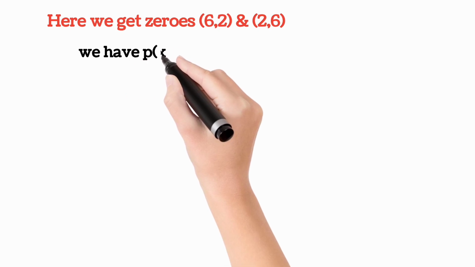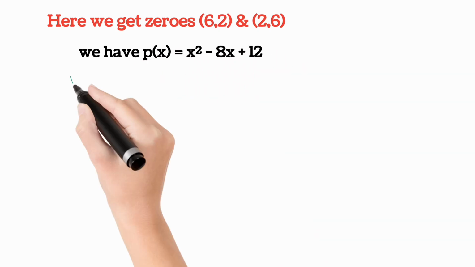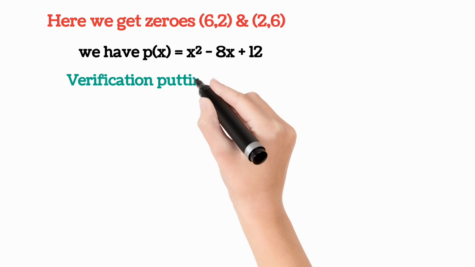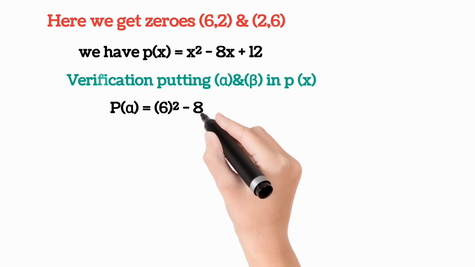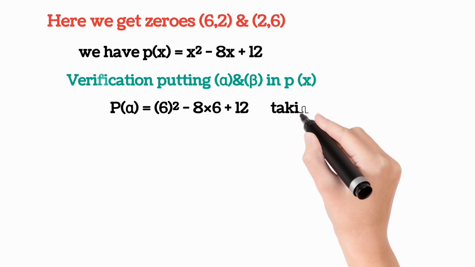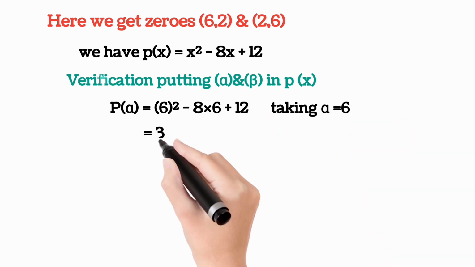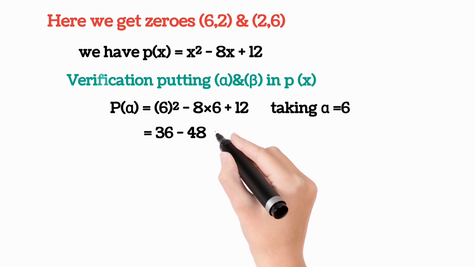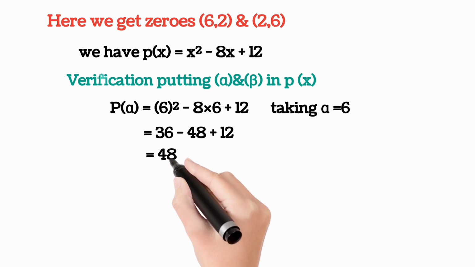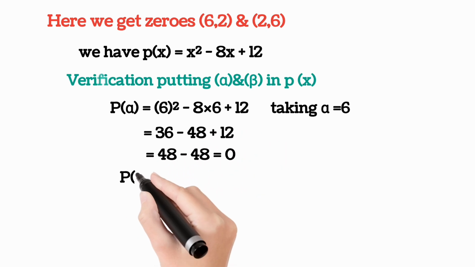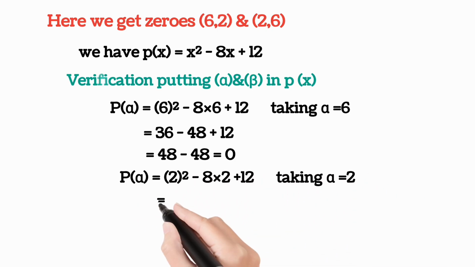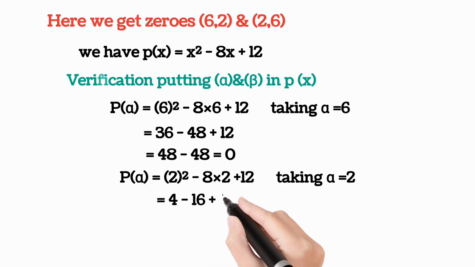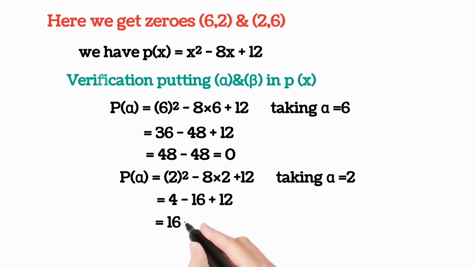We have p(x) equal to x square minus 8x plus 12. Verification: putting alpha and beta in p(x). p(alpha) is equal to 6 square minus 8 into 6 plus 12, taking alpha equal to 6, then 36 minus 48 plus 12, that is equal to 48 minus 48, that is equal to 0. Now p(alpha) is 2 square minus 8 into 2 plus 12, taking alpha equal to 2, 4 minus 16 plus 12, that is equal to 16 minus 16, that is equal to 0.